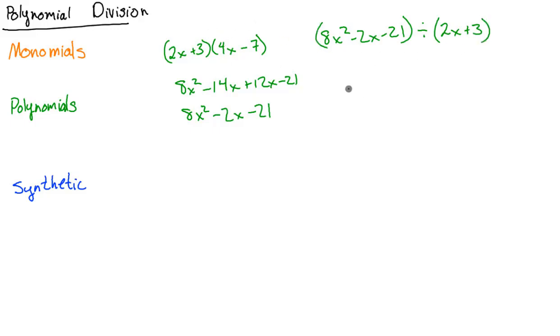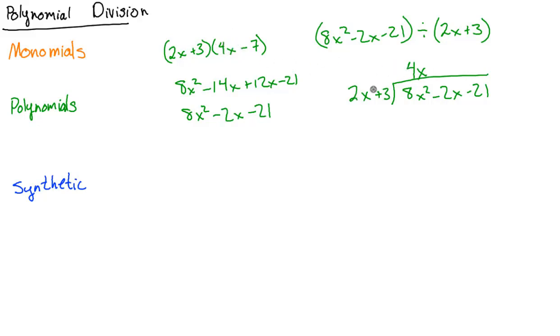Let's make sure we can do this process. 2x plus 3 into 8x squared minus 2x minus 21. And remember how we did it. We're going to go into it from the left to the right and see how many times this goes into that, and then subtract. So 2x goes into 8x squared 4x times. You'll notice that's where that 4x comes from.